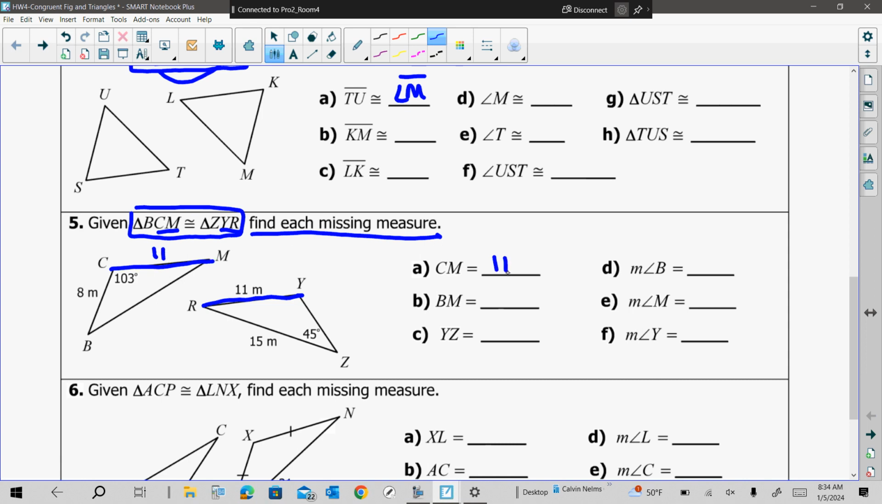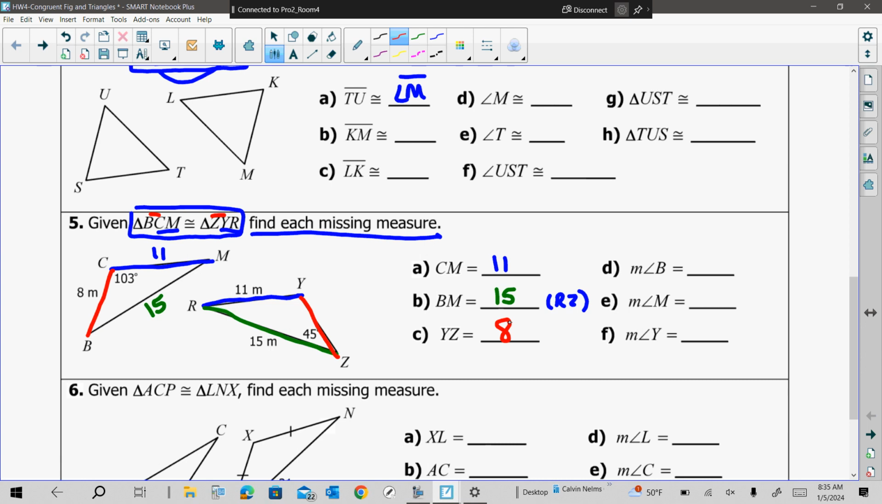So now you're actually giving me the numeric value here. For BM, which was our first and last, BM corresponds with the RZ, yes, okay? If I look here, here's my RZ right there, that's 15. So that means my BM is also 15. And then the last one, YZ, which is over here, YZ corresponds with CB. So that means YZ equals 8.